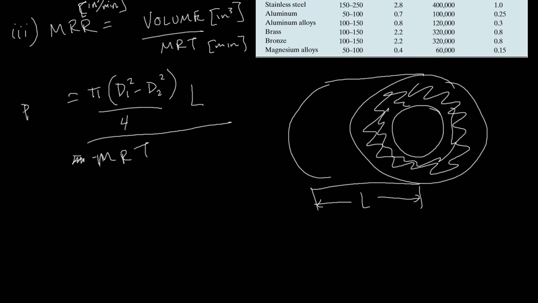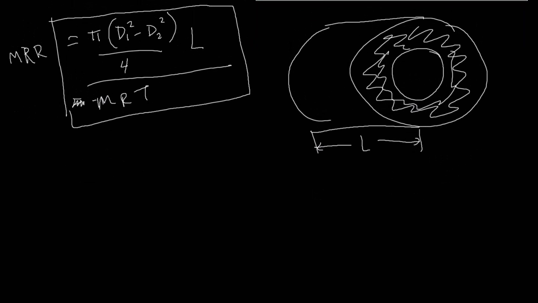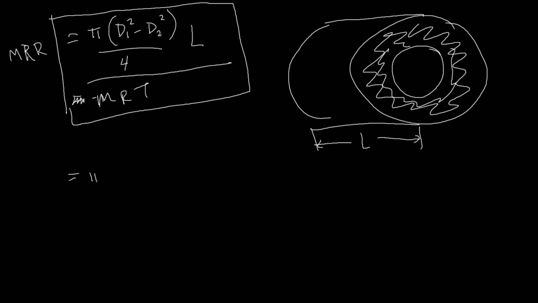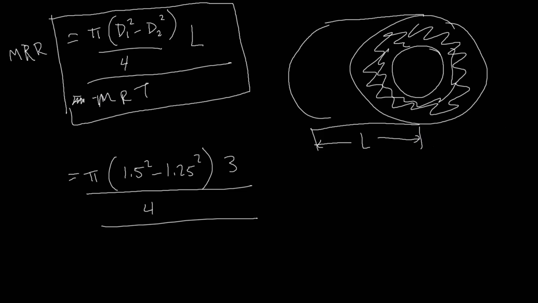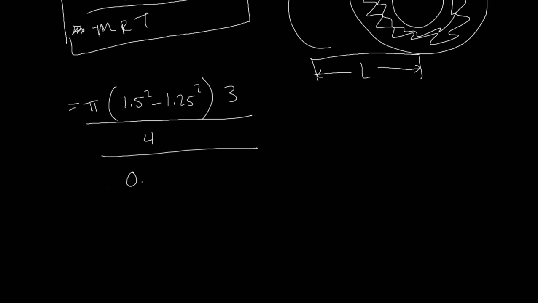So MRR is equal to this big monster here. Okay. Let's see if we can do this. Pi times 1.5 squared minus 1.25 squared times 3 inches. I'll divide this by 4, and we're going to divide this by 0.048. Okay, the monster, guys.